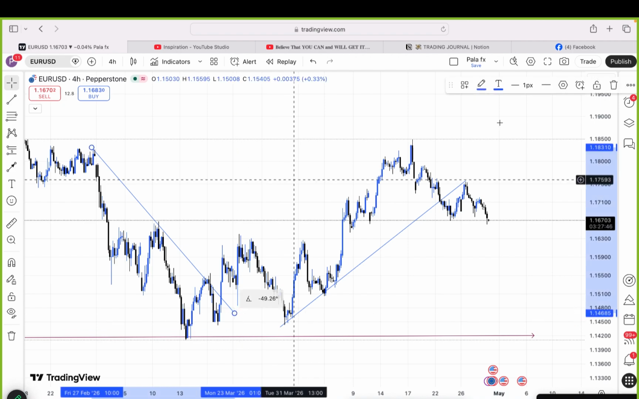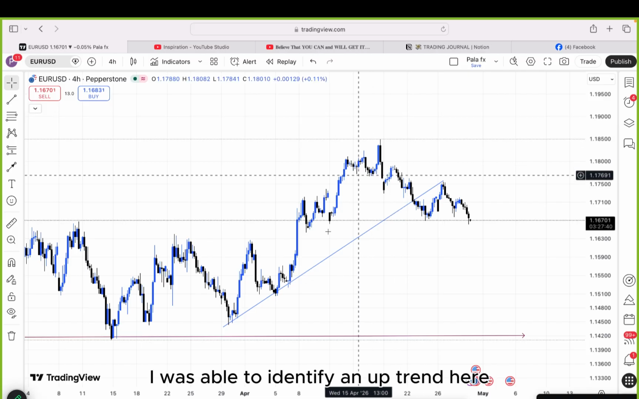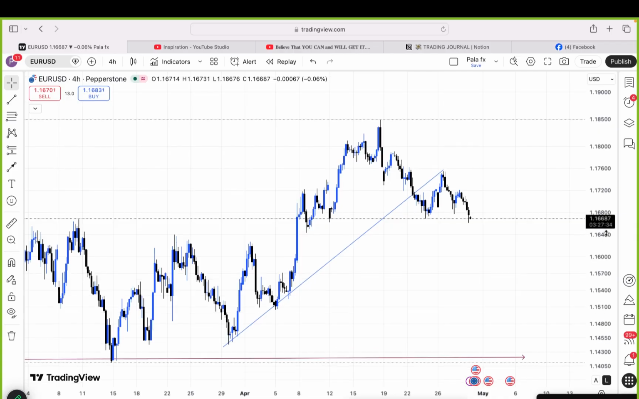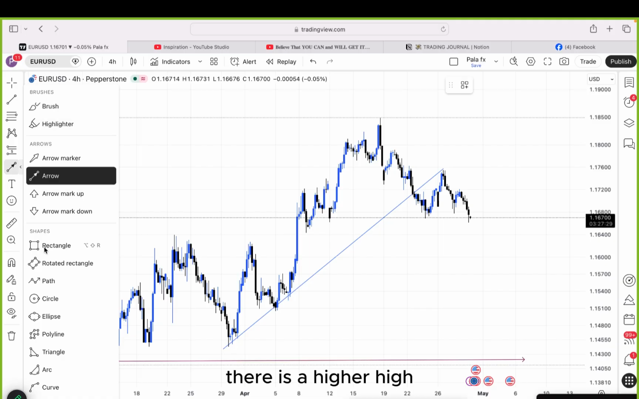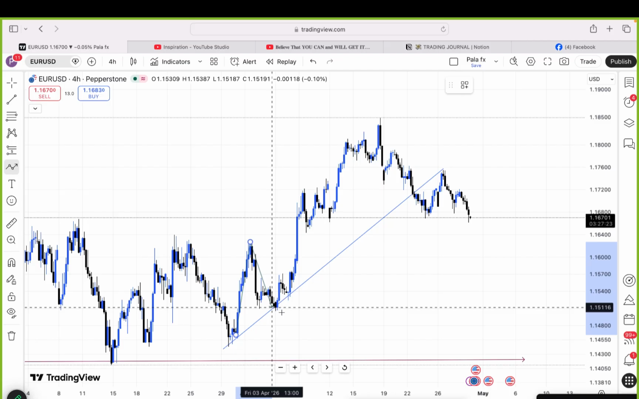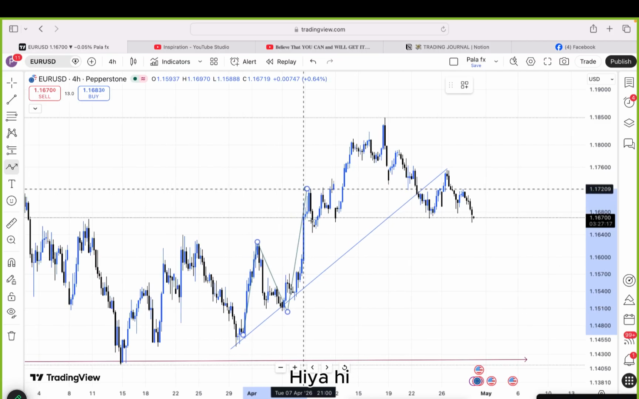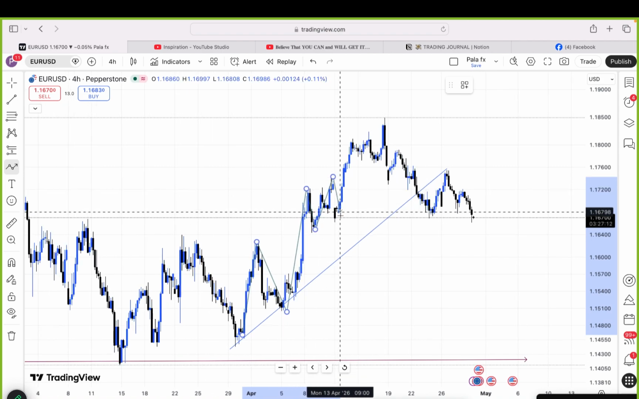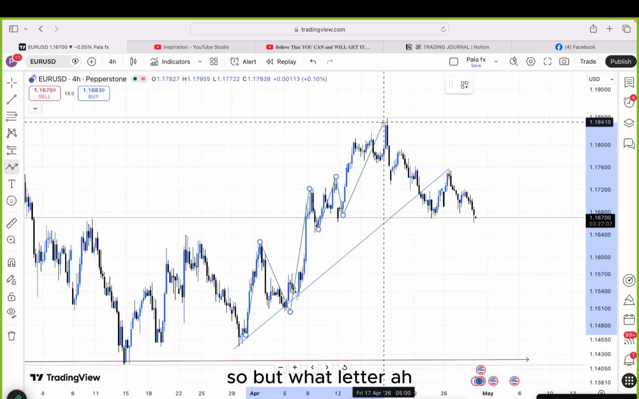So now, in our 4 hour time frame, I was able to identify an uptrend here. This is an uptrend because there is a higher high, higher low, higher high, higher low, higher high, higher low, higher high.